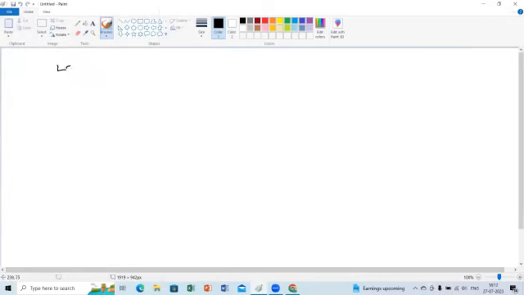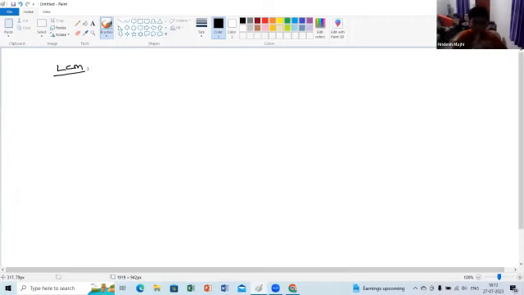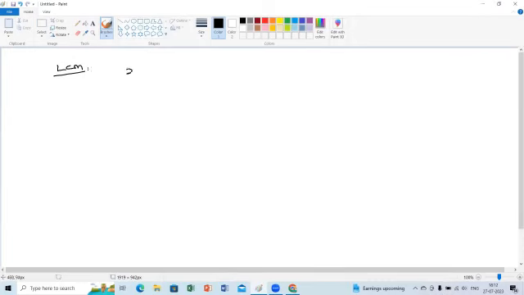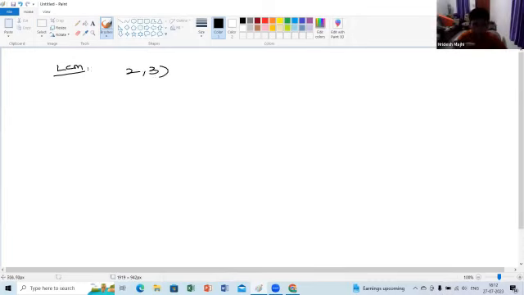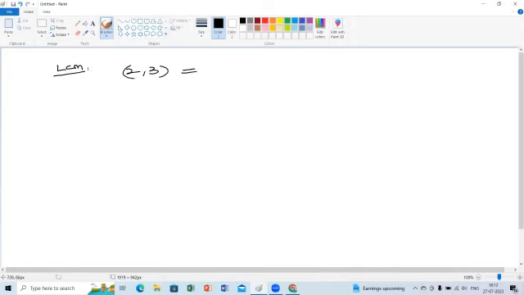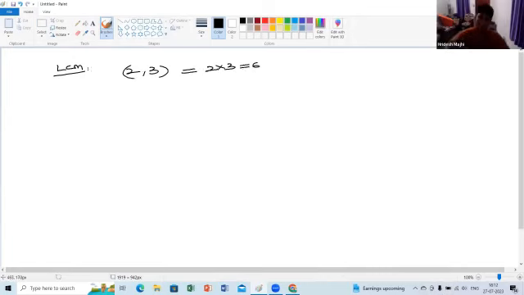Any doubt anywhere on how to find LCM? By multiplying. Okay, yes, suppose by multiplying both numbers. LCM of 2 and 3 means directly you multiply, 2 threes are 6, because they are both prime numbers.